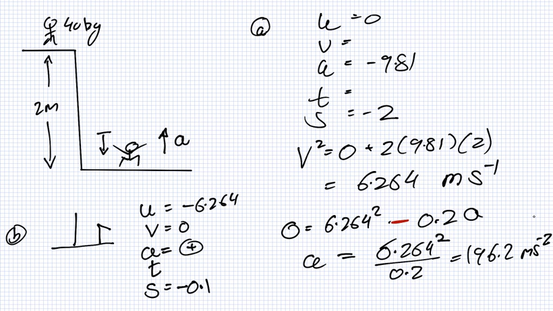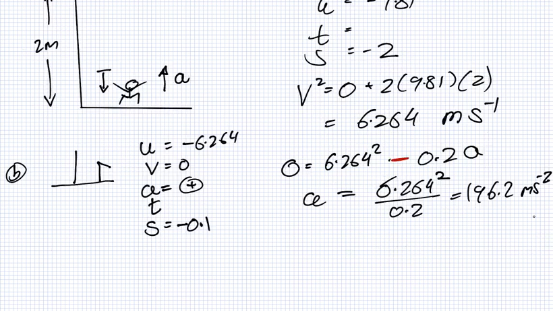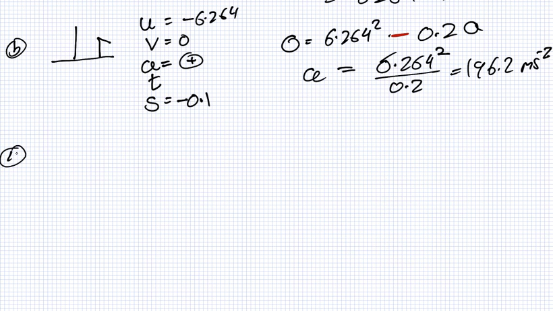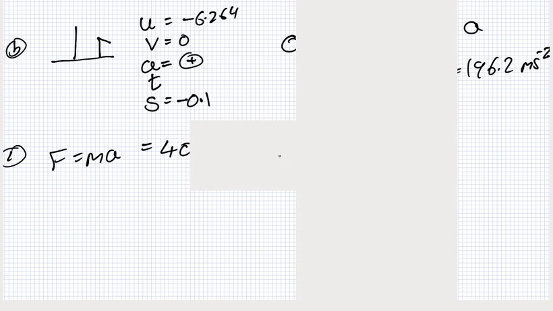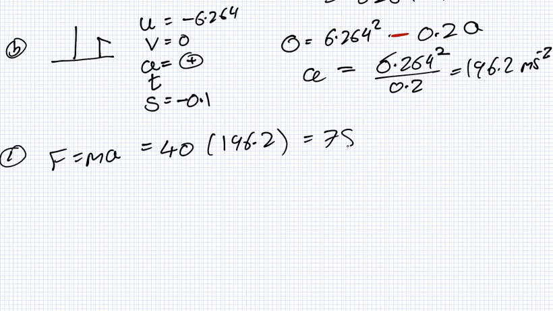C, what is the net force upward on the child? Okay, well that's just F equals MA, which would be 40 times 196.2, 7848 newtons. Okay.